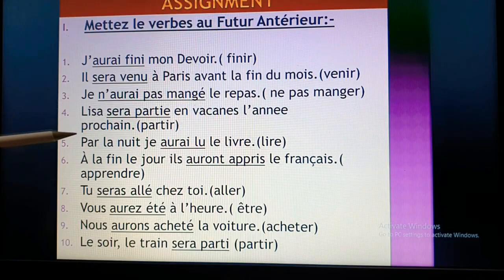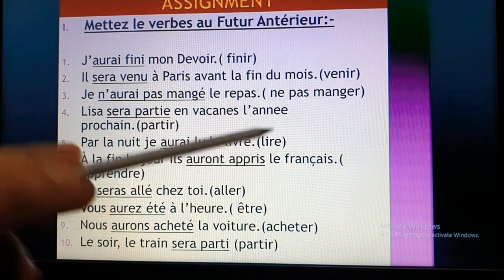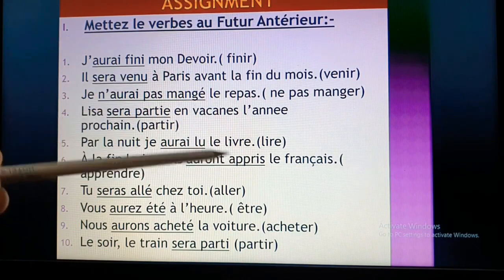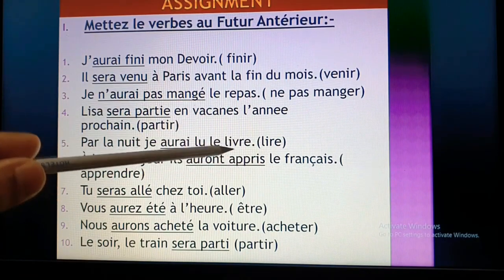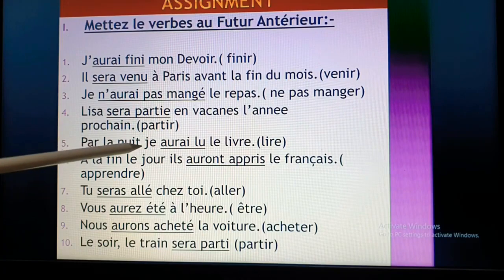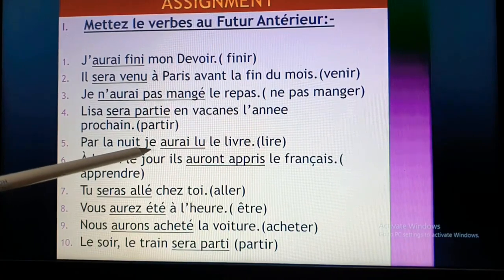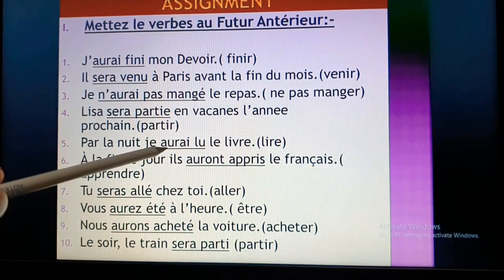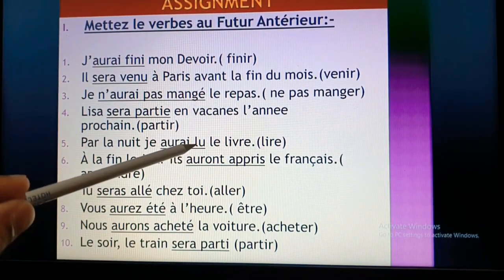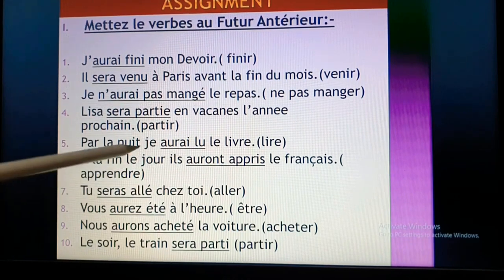sera parti. Now, par la nuit, je dash le livre. So by the night, I dash the book. The verb lire will be conjugated. Reading the book is a subject movement verb. So j'aurai, aurai according to the subject, that is je, avoir conjugated in futur simple plus lu.